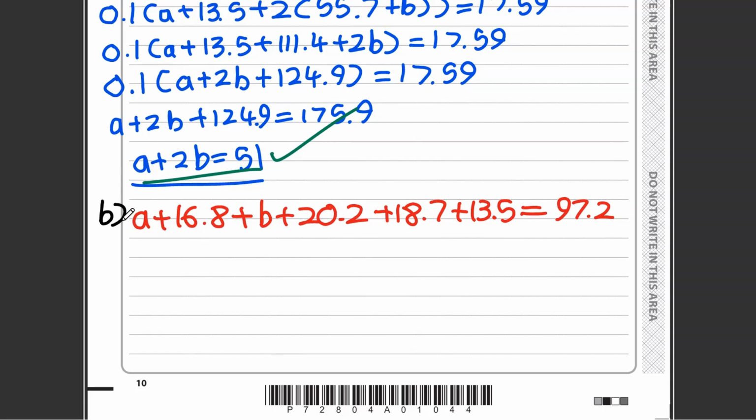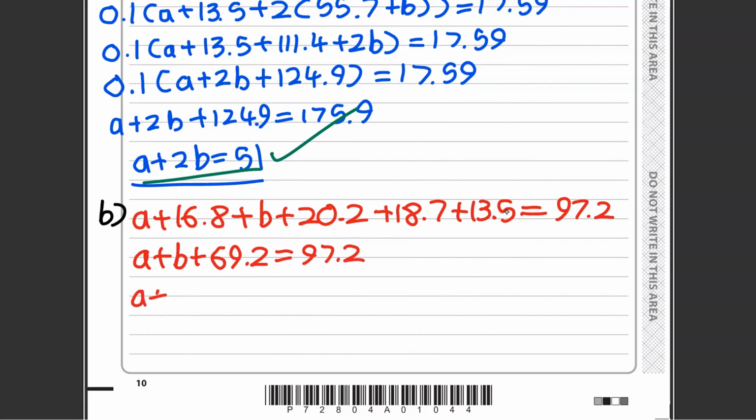Okay, so we can simplify this. Here we have this a plus b, so it's going to be a plus b plus, and then 16.8 plus 20.2 plus 18.7 plus 13.5. If you put it into your calculator, it's equal to 69.2, and this is equal to 97.2.